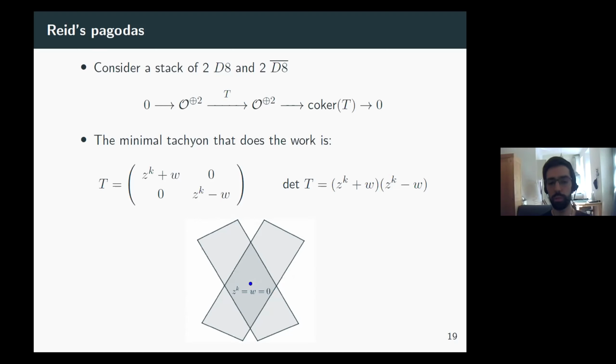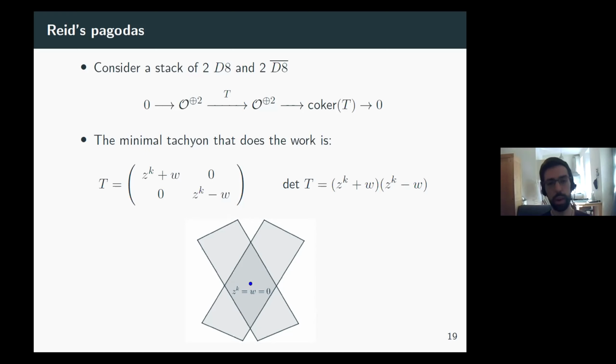In order to do this, consider a stack of two D8 branes and two anti-D8 branes. The tachyon will then be a map in this exact sequence where there is the structure sheaf here and the cokernel of T here. It turns out that the minimal tachyon that does the work of reproducing the D6-brane setup that we want is this one depicted here, because trivially its determinant reproduces what we expected. Physically, what we are describing is a system of two branes, each one corresponding to one of these factors, that intersect each other on a single point defined by z^k = w = 0.